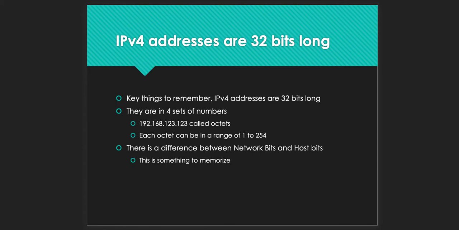Each IPv4 address is 32 bits long, but we break these up into 8-bit chunks. So 8 times 4 is 32. Each one of these numbers is called an octet, and there are 4 sets of these numbers. 192 is one set, and it's an octet. 168 is another 8-bit octet, and 123 is another 8-bit octet, and 123. Each of these octets can be a range of 1 to 254 for use, 1 to 255 for subnetting, and then 1 to 256 to make the math work.